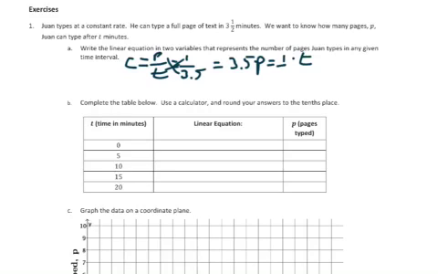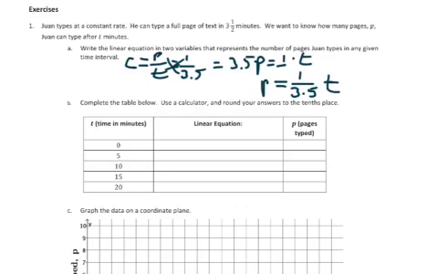So now all you have to do to get p by itself is to divide both sides by 3.5. So therefore p equals 1 over 3.5 t. So there we can see that he types 1 divided by 3.5 pages per minute.